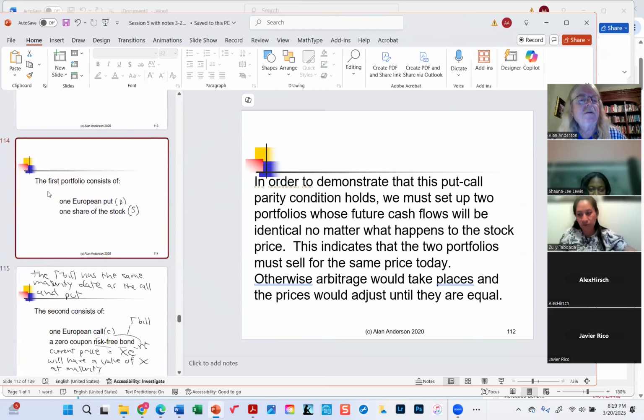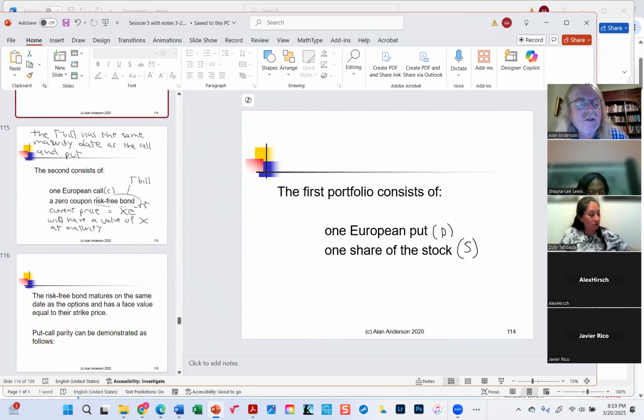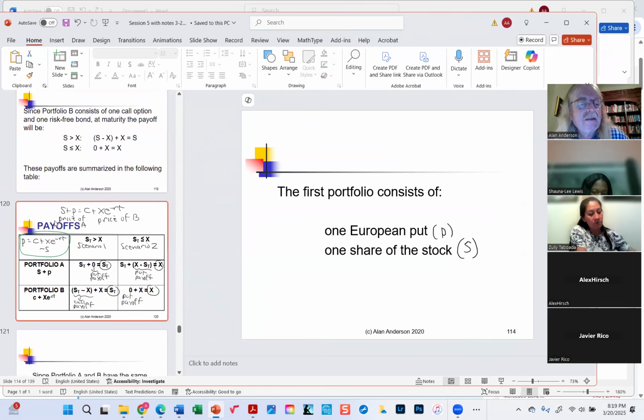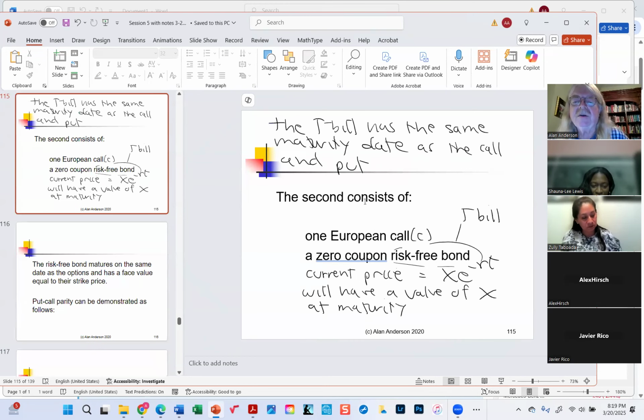We're going to set up two portfolios. We'll call them simply portfolios 1 and 2, or A and B. All right, how about that? So this will be portfolio A. We'll buy one put and one share of the stock for portfolio A. For portfolio B, it's a little bit messier. We're going to buy a European call, and we're going to buy a treasury bill.